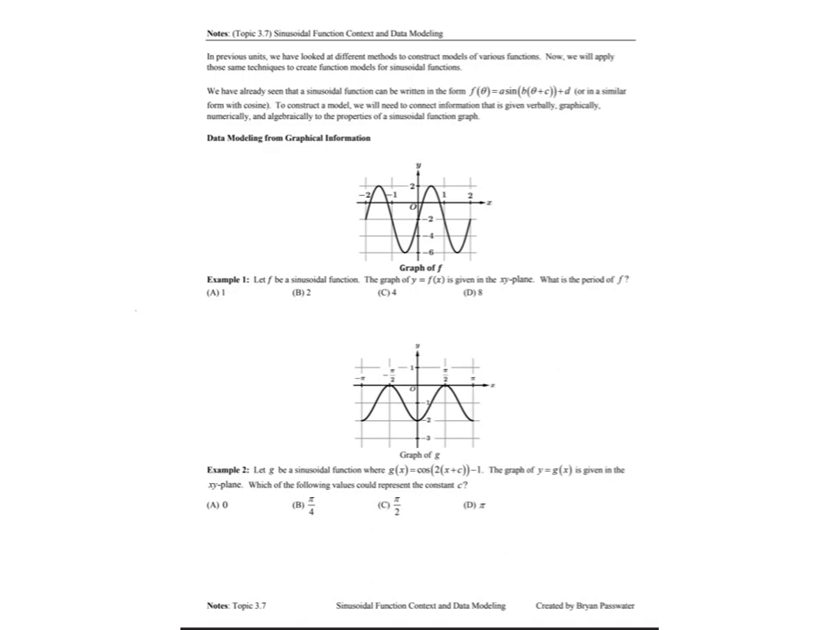It says we've already seen that a sinusoidal function can be written in the form f of theta equals a for amplitude, good. B for period. Okay, period. I'm good with that. What does C do? Phase shift, good. And D for vertical translation, also known as the midline, right? That's how you find the midline. Cool. So we did this kind of earlier this week.